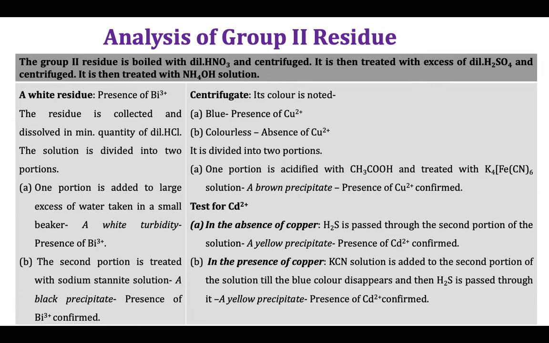One portion is added to a large excess of water taken in a small beaker. We can observe a white turbidity. This is a confirmatory test for bismuth, and the turbidity is due to the formation of bismuth oxychloride. The second part of the solution is treated with sodium stannite solution, and if bismuth is present, it will give a black precipitate. This is the second confirmatory test for bismuth Bi3+ cation, and the precipitate is metallic bismuth.